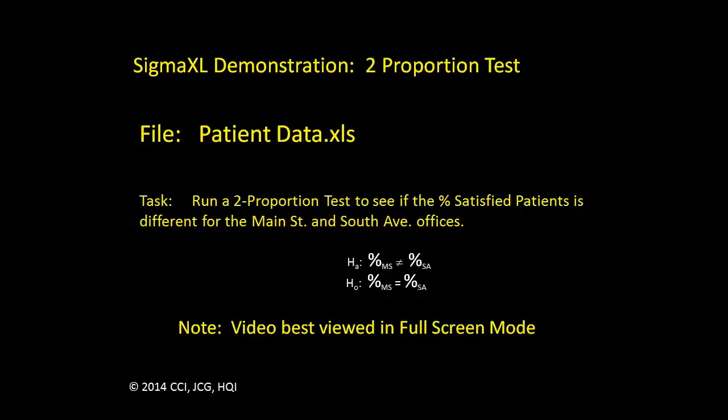In this demonstration, we want to compare the percentage of patient satisfaction between the Main Street and South Avenue offices. This is a one-to-one structure. We're comparing proportions. Therefore, we will use the two-proportion test.